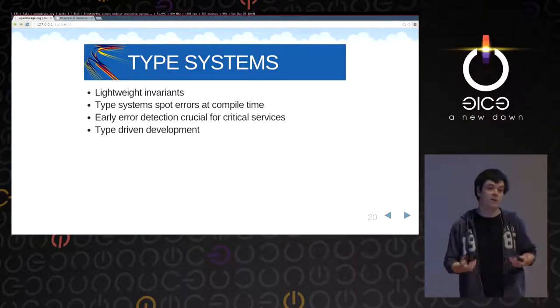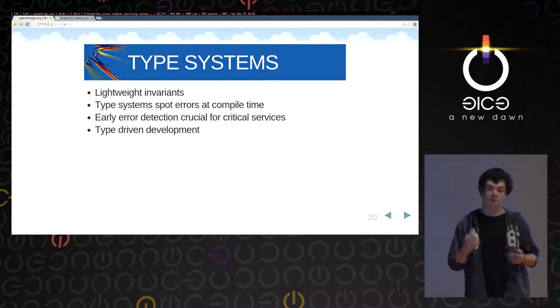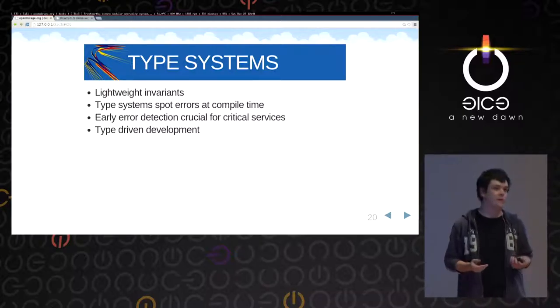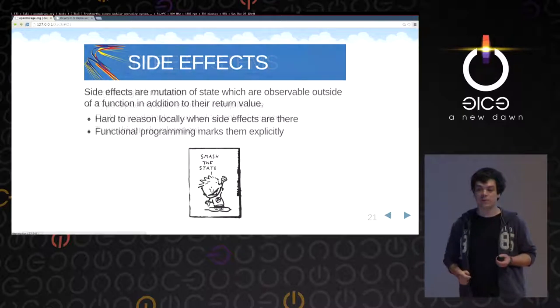So the type system is a very crucial component to our approach. It gives us the soundness. We kind of, on a basic level, know we're not doing something wrong in another part of the application.